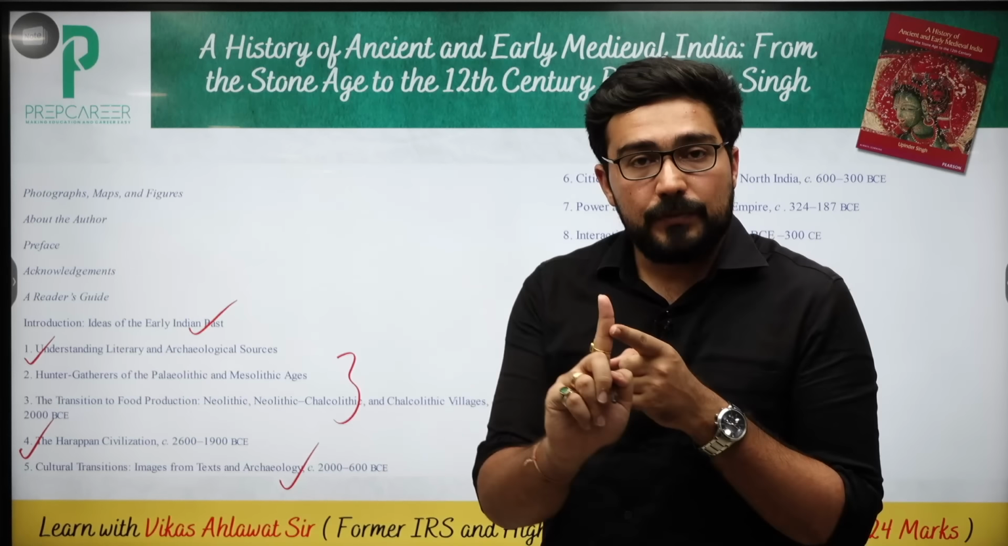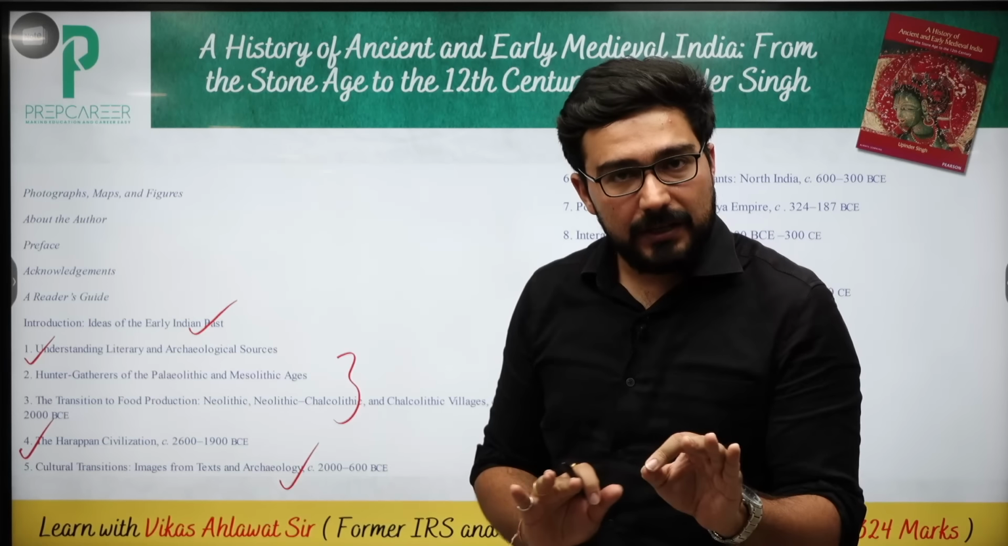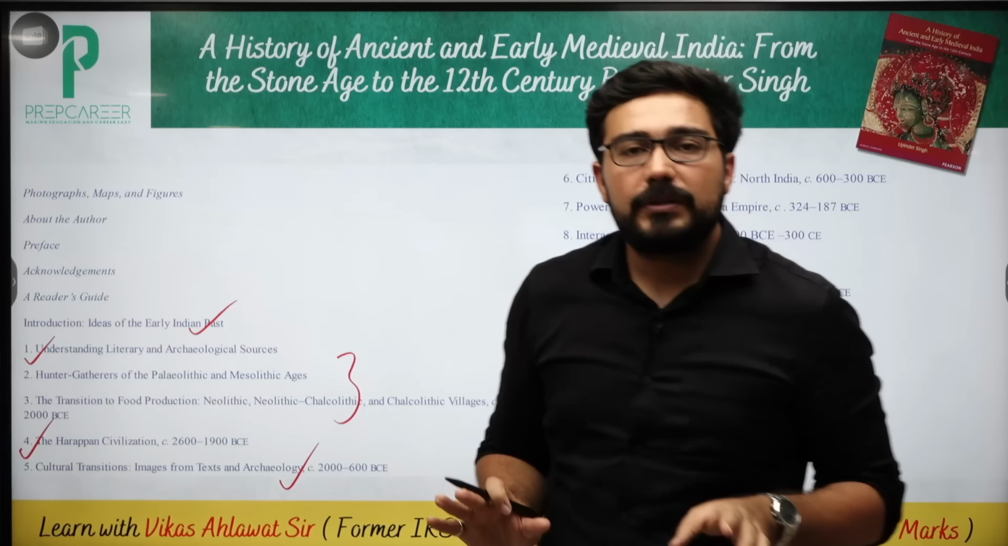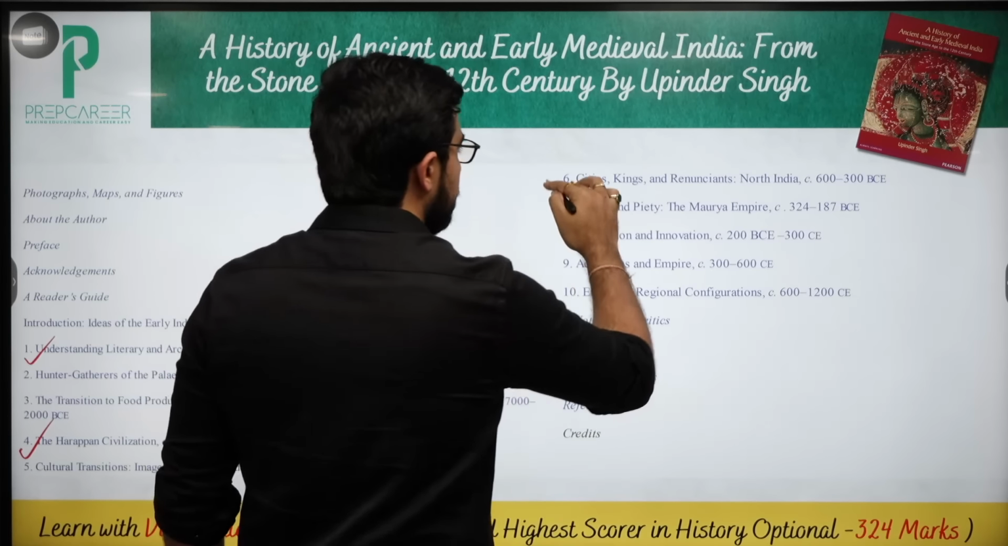From note making point of view, chapter 1 and chapter 4 are very important. 2, 3 you may read. You may read even chapter 5, but too much is not given with respect to the syllabus. So just read it. But for the Vedic period, I would go for RS Sharma rather than this Upinder Singh.